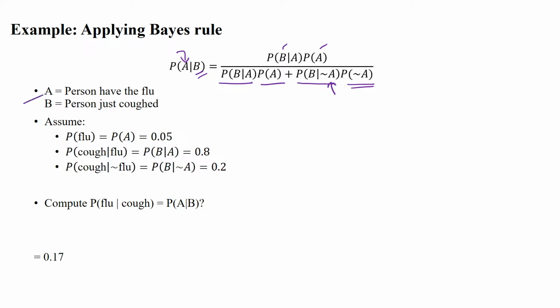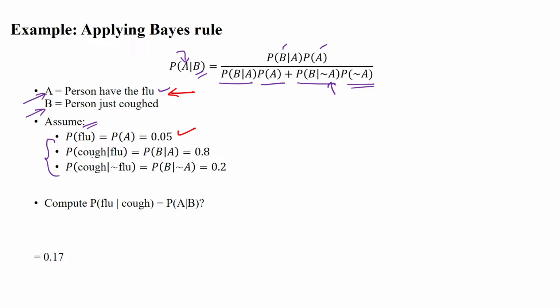So here A is assumed as the person is affected with disease, then B is the event that the person is coughing. From that we are deriving, giving the values. First we are giving the values in the problem statement itself. Probability of flu, that is event A, which is given as 0.05. All values are given already.